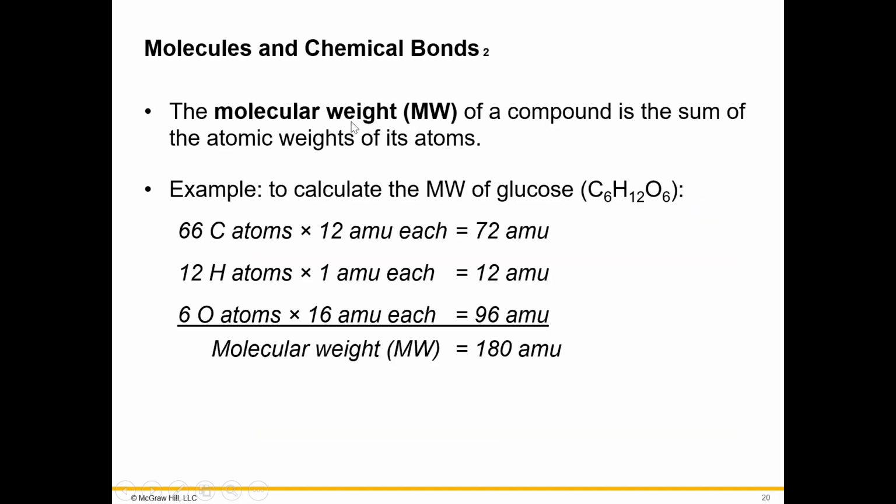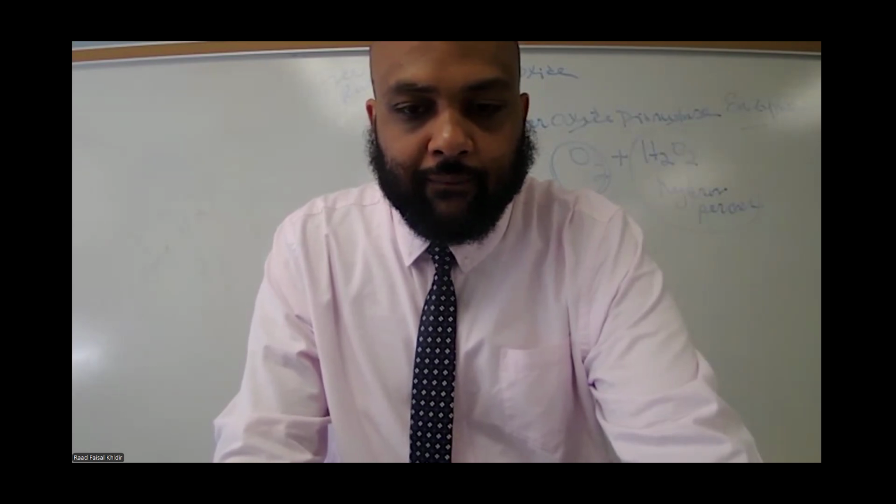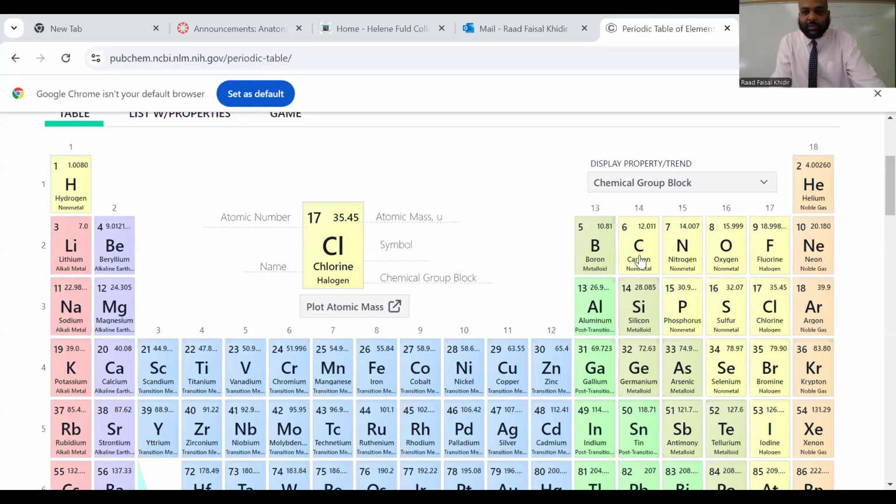Okay. The molecular weight of a compound is the sum of the atomic weights of its atoms. So if I want to know the molecular weight of glucose, I go to my periodic table. Carbon, what's the AMU for carbon? What is the molecular weight for carbon? 12. You see, that's the atomic number, the number of protons. Molecular weight is 12. Very good.